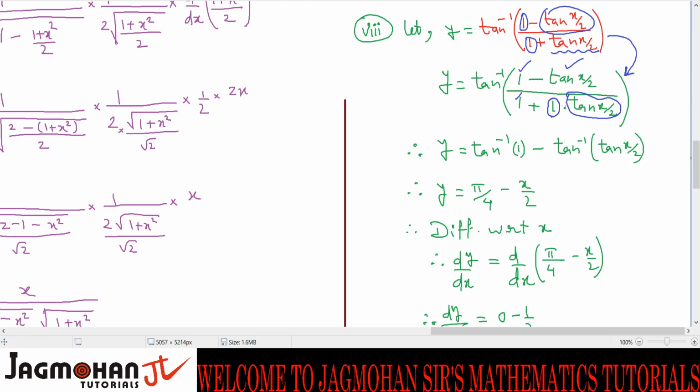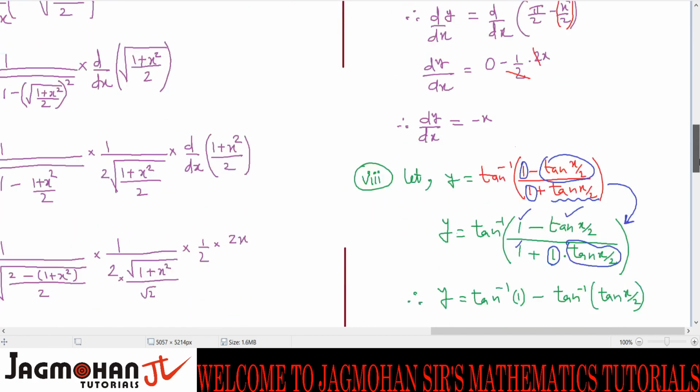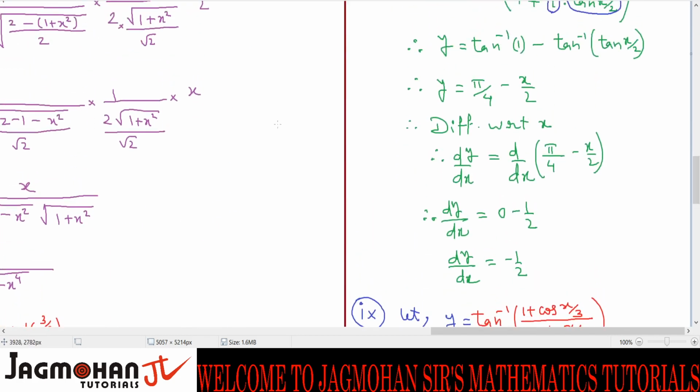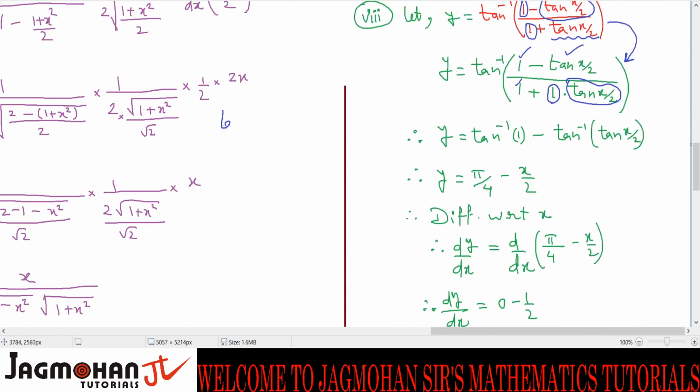Now, if you are wondering why do we write it this way, I remind you one very important inverse trigonometric function result. And what was that? If you remember, it was this. Okay, I write it here for you. It was tan inverse of A minus tan inverse of B equals to tan inverse of A minus B upon 1 plus AB. So here I am using this result in reverse.